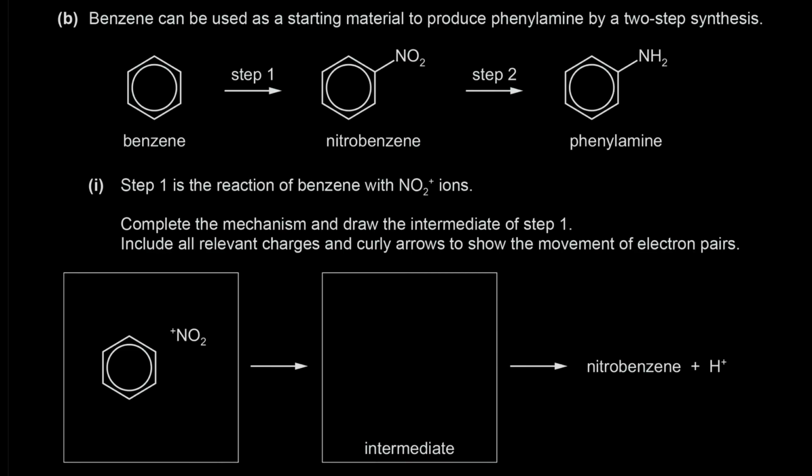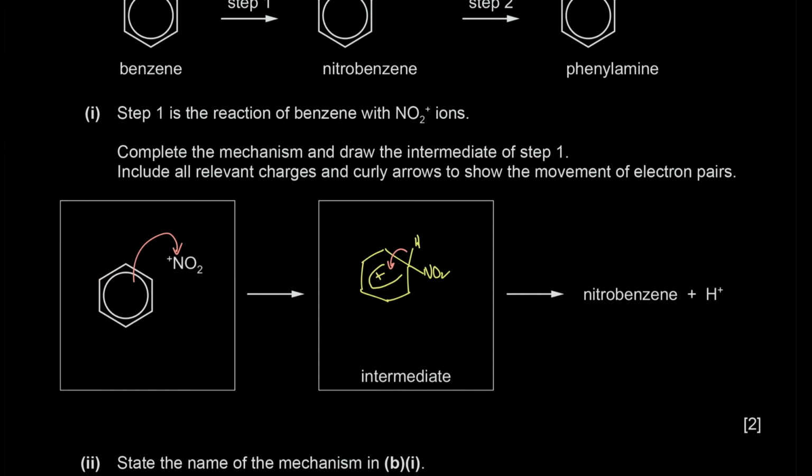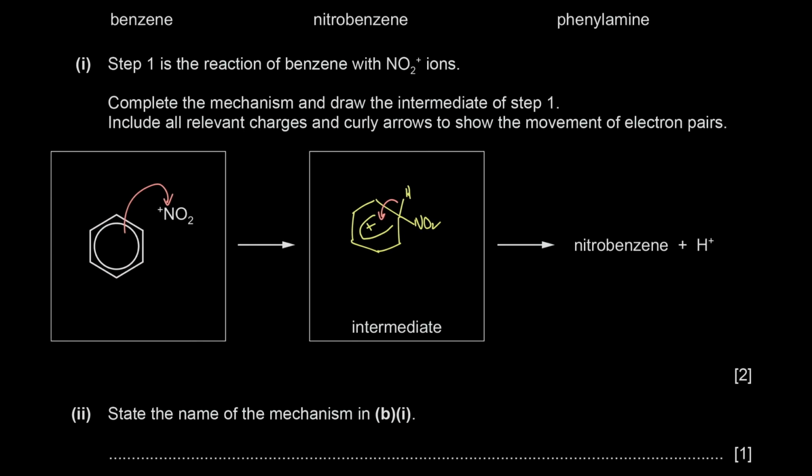So first, you have the electrons moving from the ring to this NO2 plus, resulting in the formation of this carbocation intermediate. We have an H and an NO2, and the electrons from the CH bond go back into the ring to reform the ring. Nitrobenzene and H plus are released over here. State the name of this mechanism. This is electrophilic substitution.